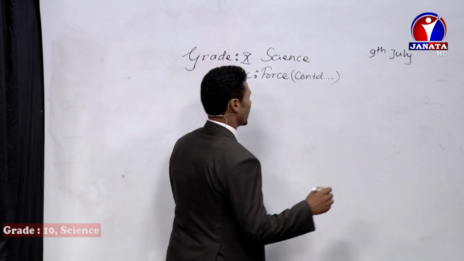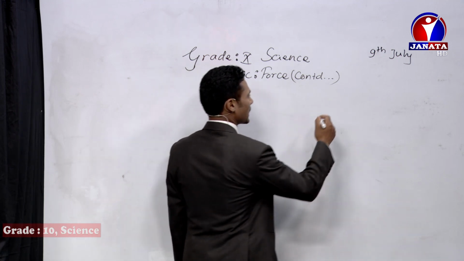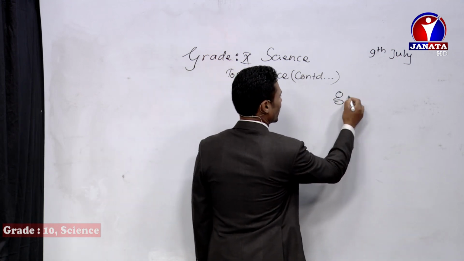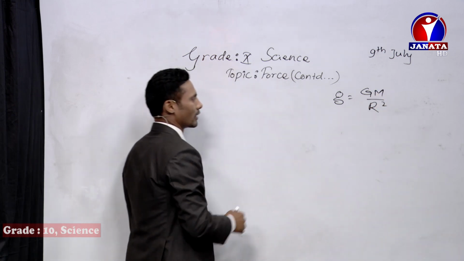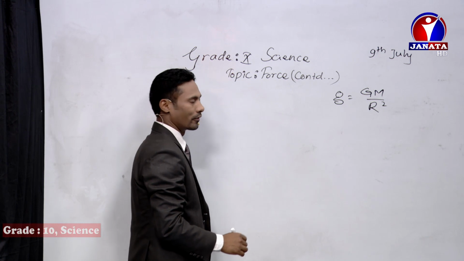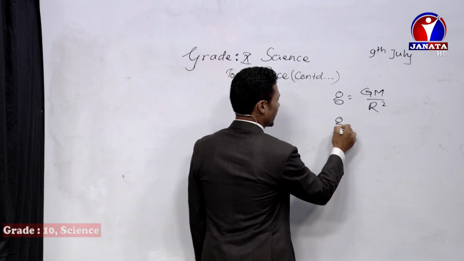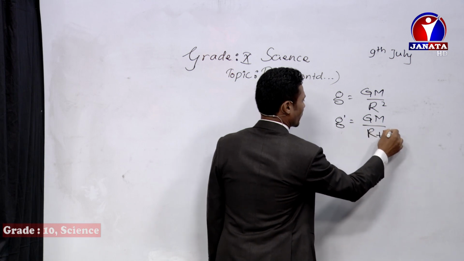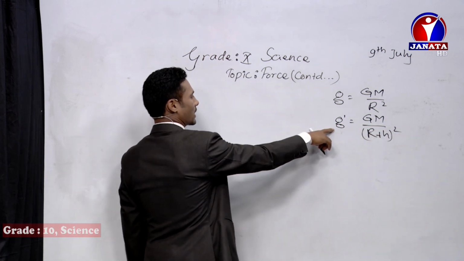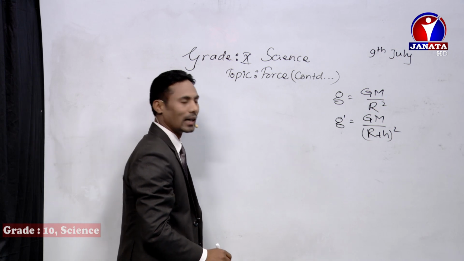Some formulas we have derived in the last class: g equals G M by R squared. This is acceleration due to gravity at the surface of Earth. Similarly, g' equals G M by (R plus h) to the whole square. This is acceleration due to gravity at a certain height.